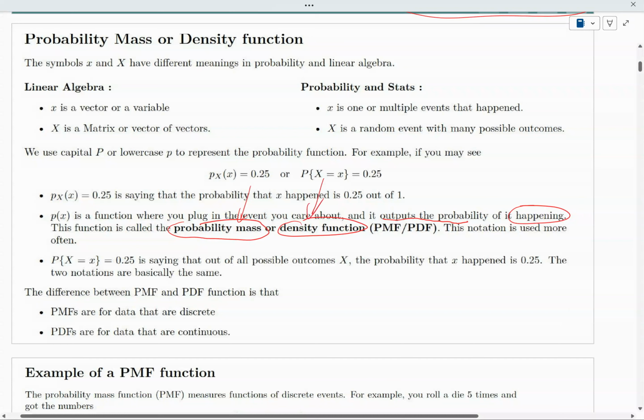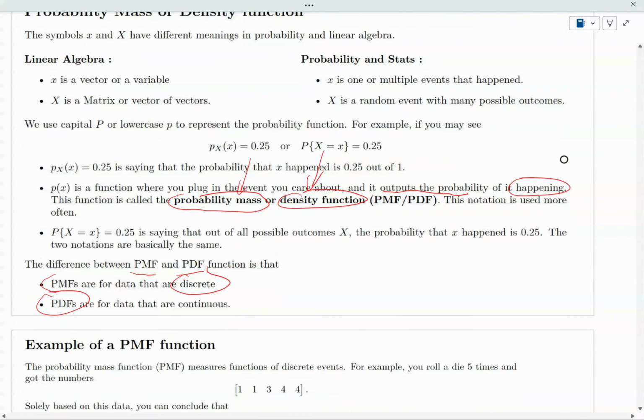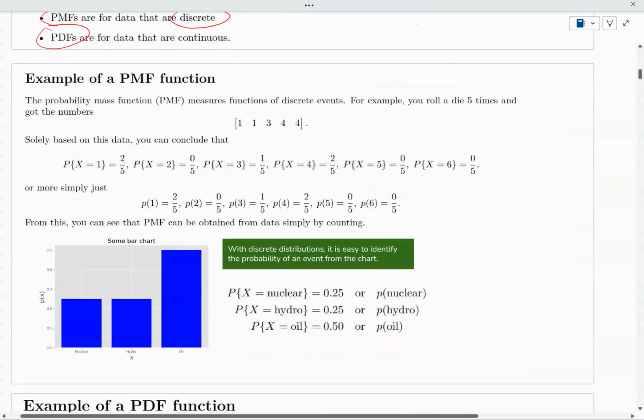Okay, so the difference between probability mass and probability density is that probability mass is for discrete events: one, two, three, four, right? It doesn't have 1.5 or 1.7. Whereas PDFs are for data that are continuous, so time, for example, or distance. Example of probability mass function.